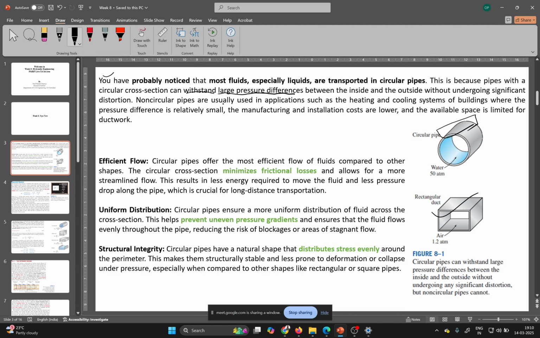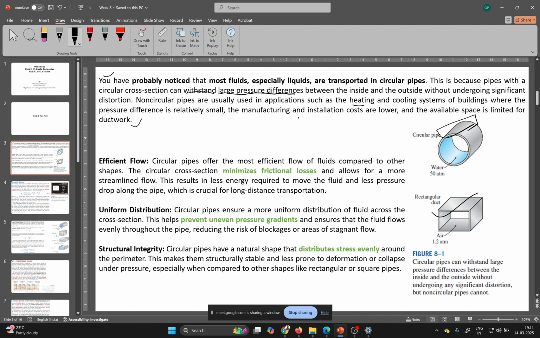Non-circular pipes are usually used in applications such as heating and cooling systems of buildings, where the pressure difference is relatively small, the manufacturing and installation costs are lower, and the available space is limited for ductwork.